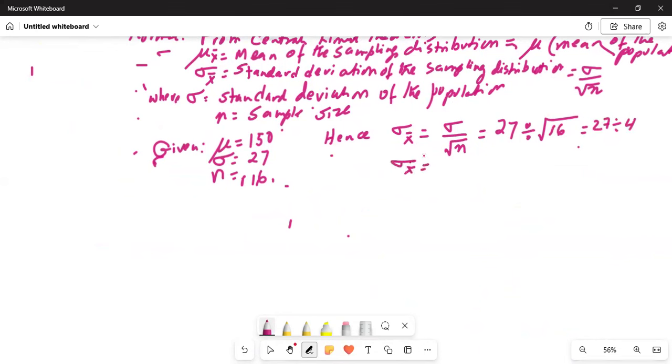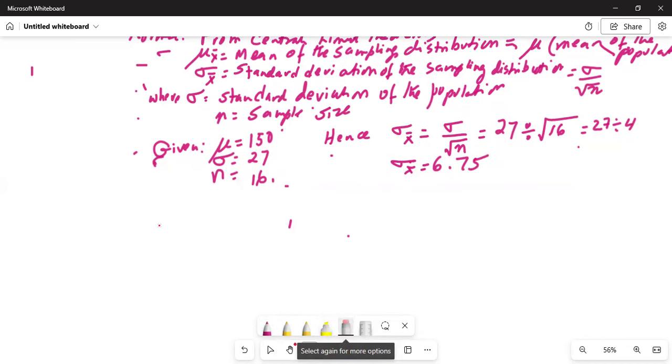Using our calculator, I'm going to use the TI-84 calculator. 27 divided by 4 is 6.75. I just want to make sure that there is nothing else here.